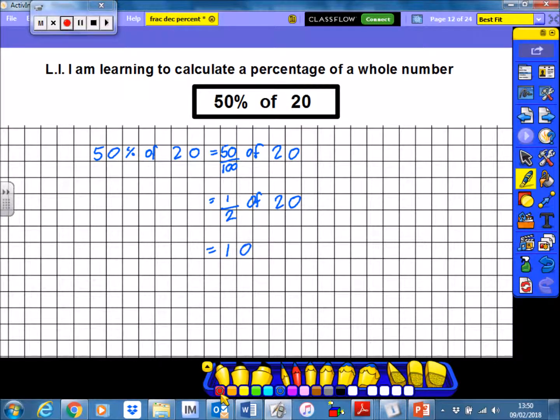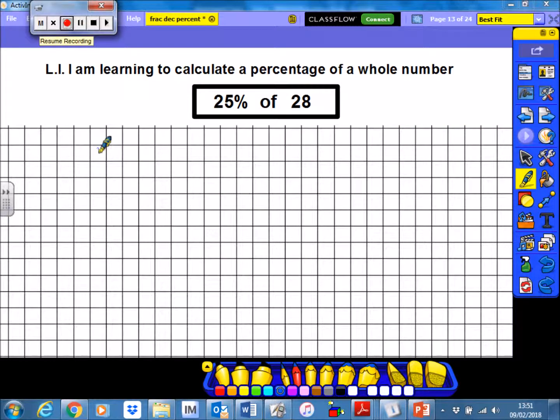So our steps to this then, our steps to success, was 1, to write it as a fraction. 2, to simplify that fraction. And then 3, work out the fraction. So calculate the fraction of the number. If we follow those steps, we'll always get the right answer. So instead of writing it as a percentage, write it as a fraction, simplify it if you can, and then just treat it as any normal fraction.